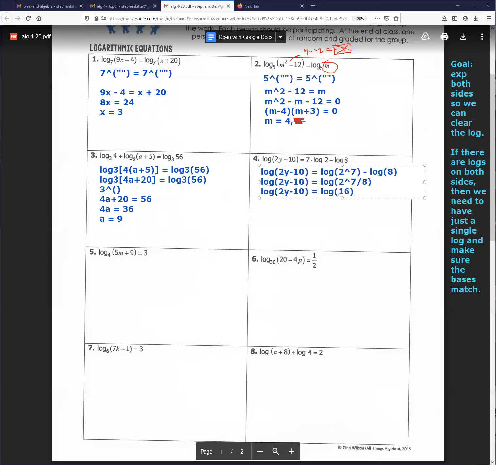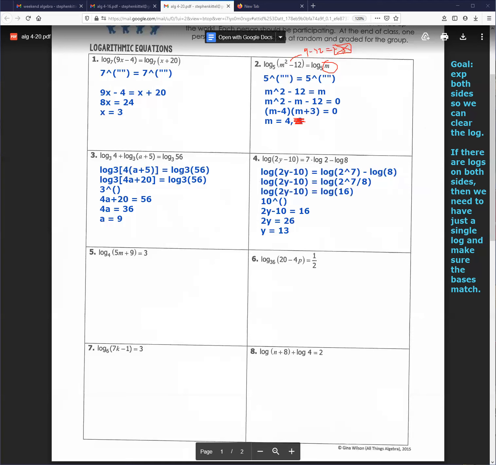Okay, now we're going to clear the logarithms by doing 10 to the on both sides. And we get 2y minus 10 is equal to 16. 2y is equal to 26, y is equal to 13.